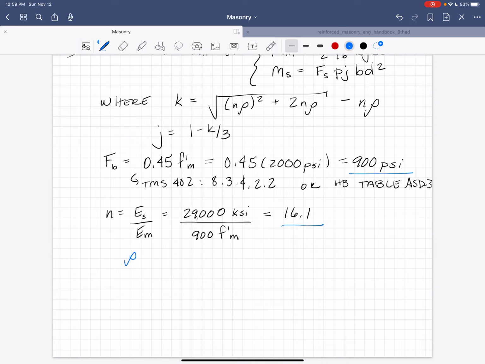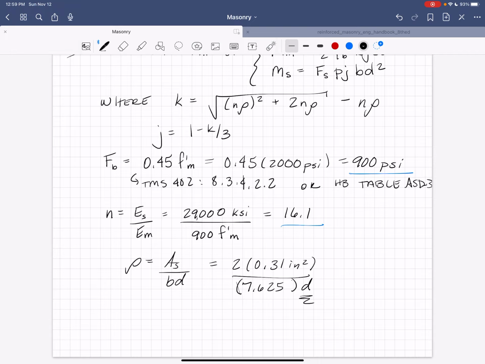Rho is another item I need in here. Rho is equal to the area of steel, As, over b times d. The area of steel: these are number 5 bars, the same kind of bar we use in concrete. You look that up and you get 0.31 square inches as the area per bar. There are 2 bars. And then I've got a b value of 7.625 times d. So I need to figure out what d is to go ahead with this calculation.